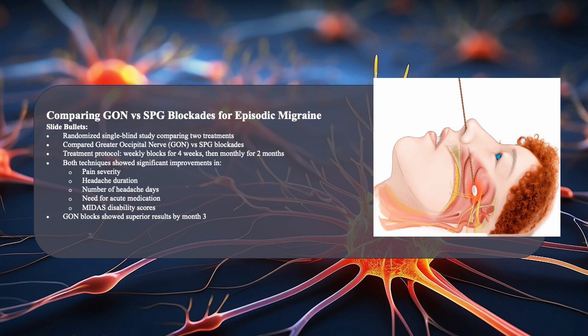While both techniques demonstrated significant improvements across all outcome measures, including pain severity, headache duration, frequency, medication use, and disability scores, the greater occipital nerve block group showed significantly better results by the 3rd month of the study. This provides valuable comparative data for clinicians selecting between these treatment options.